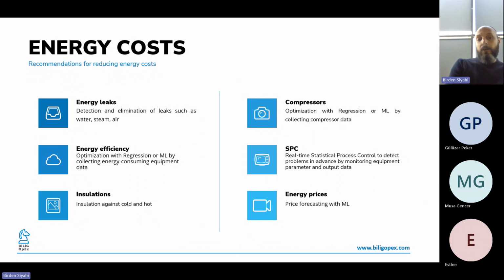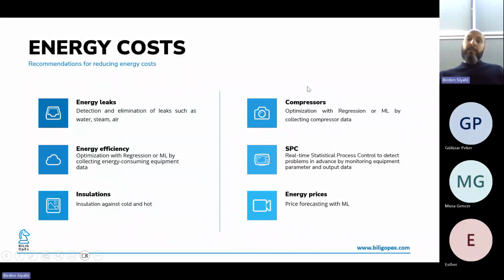Second one is using optimization methods like regression or machine learning, by collecting the data from equipment that consumes energy, like the furnaces, as I said, or the coolers. You can find the optimum process parameters to run those machines or equipment. By using that, you can decrease your energy consumption to very good levels.